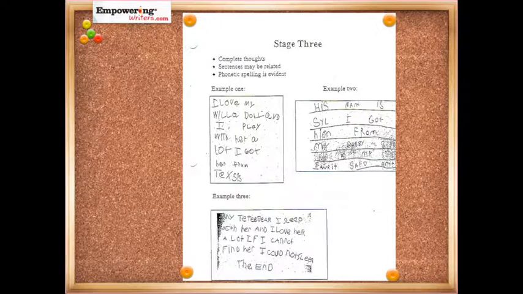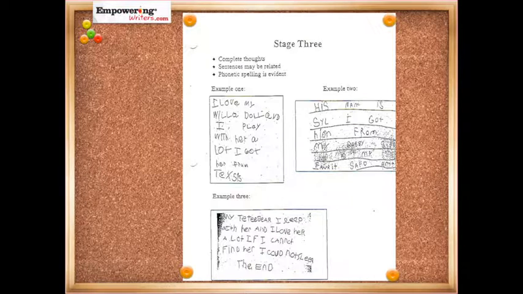All right, let's go to stage 3 now. Now you're going to see that there are some complete thoughts. The sentences might be related in some way, and certainly we've got phonetic spelling still apparent, but there may be some words that have been directly taught, sight words. Let's take a look. "I love my Willa doll. I play with her a lot. I got her from Texas."